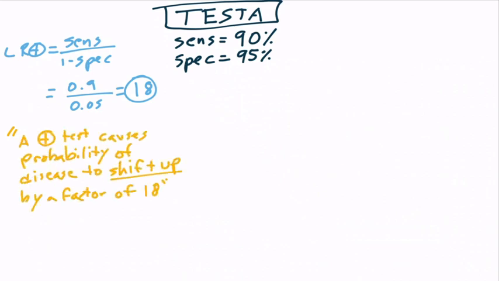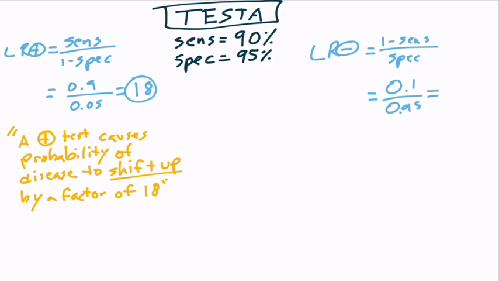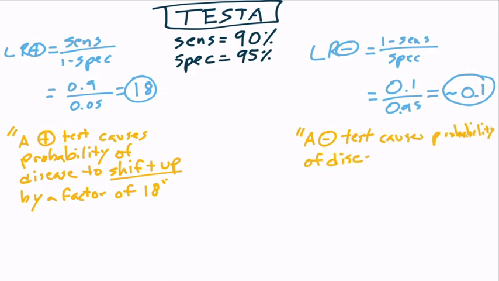Now let's find the negative likelihood ratio for test A. Recall that the equation is 1 minus sensitivity divided by the specificity. This would be 0.1 divided by 0.95, which comes out to be roughly 0.1. This means that if you get a negative test result, your probability of having the disease shifts down by a factor of 0.1, or 10%.